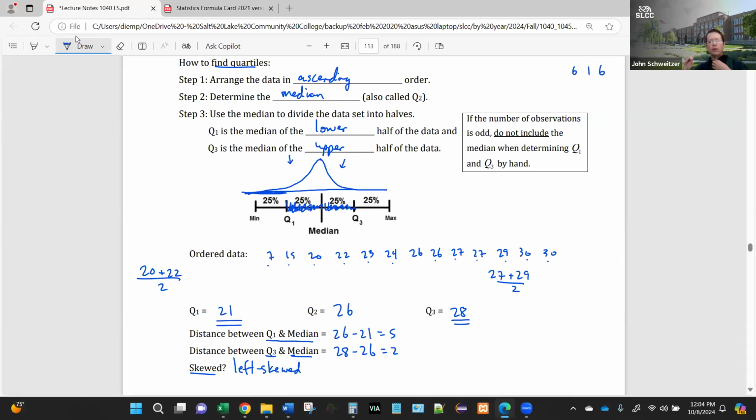Okay, so those 5 numbers are useful for all sorts of things. We know where the center is, we have an idea of the spread, and we're even able to make a conjecture about skew in the data.